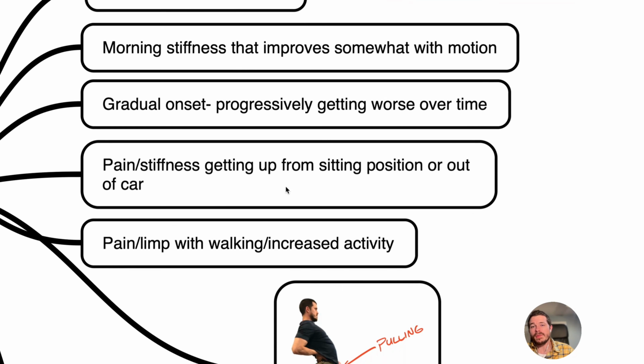All right. Pain and stiffness getting up from a seated position or out of a car, because you've got to move your hip in some yucky positions. And there's almost always a limp as things progress while walking. The further you walk, the more you limp, and/or with increased activity.